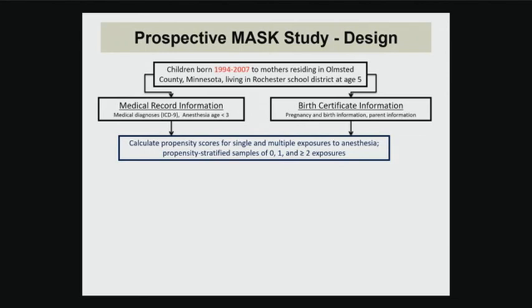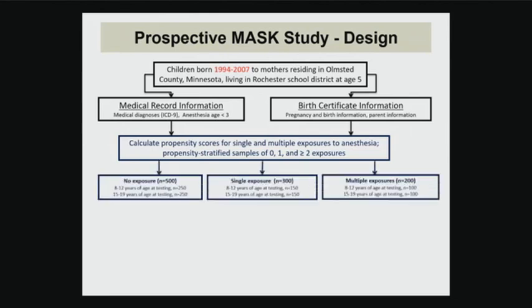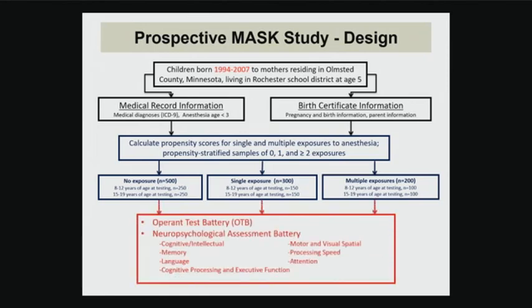So we were able to sample for targeted recruitment kids who were hopefully alike in as many ways as we could figure, who were not exposed to anesthesia, to kids who were. So we targeted a certain number of kids in each one of the exposure categories. The outcomes for this part of the study was an operant test battery, I'll mention that in just a moment, and a comprehensive neuropsychological assessment battery measuring domains as shown here. I'll give you some more details about that in just a moment.